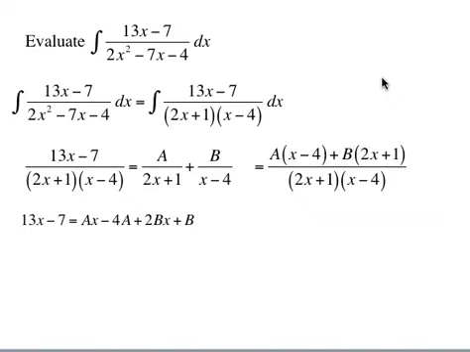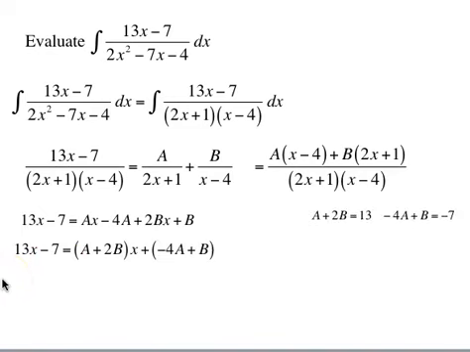And now the question comes into solving for A and B. So Ax plus 2Bx is (A plus 2B)x. That's got to be the same as 13x. Negative 4A plus B will have to be the same as negative 7. The coefficients of x have to be the same, and the constants have to be the same. So we have two equations and two unknowns. A plus 2B is 13. Negative 4A plus B is negative 7.